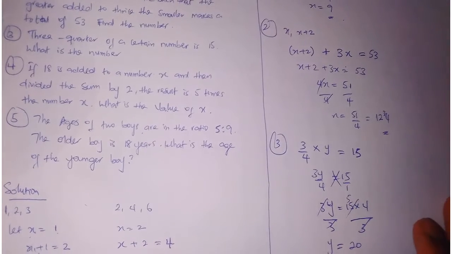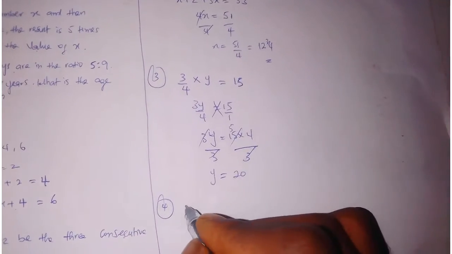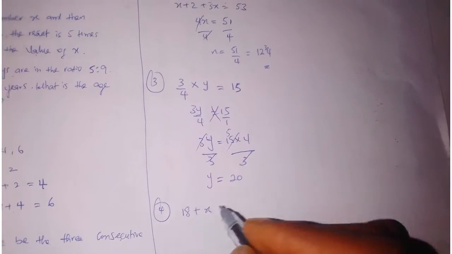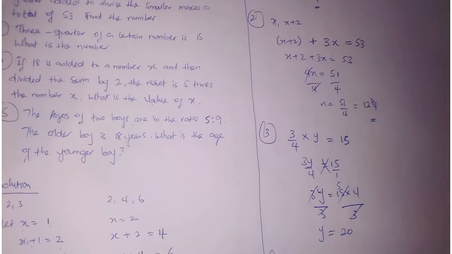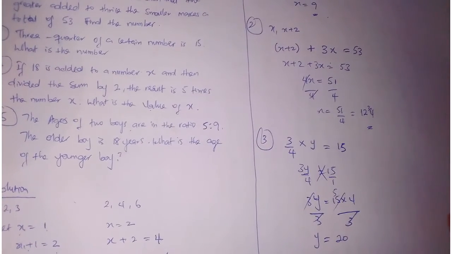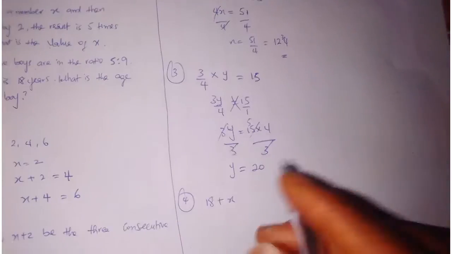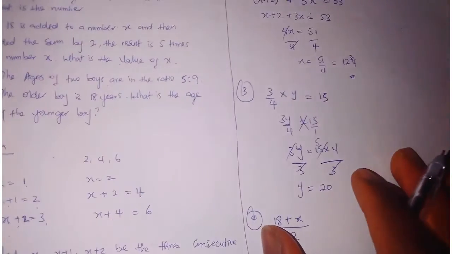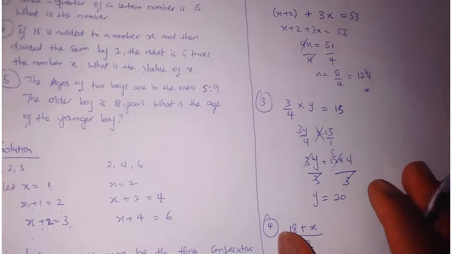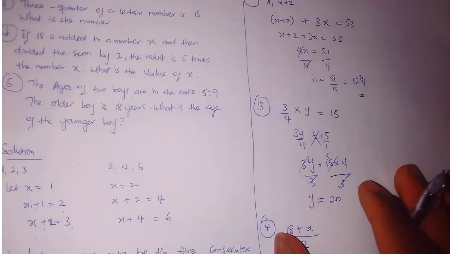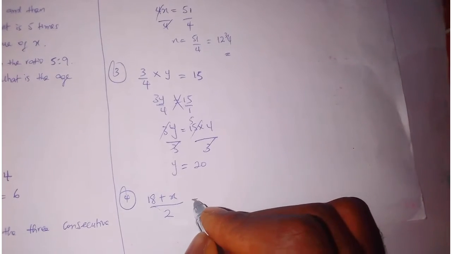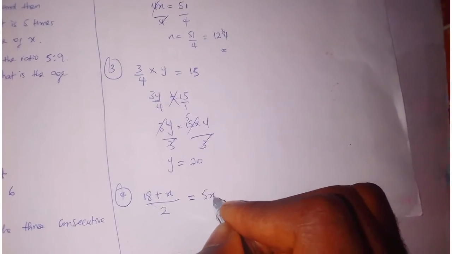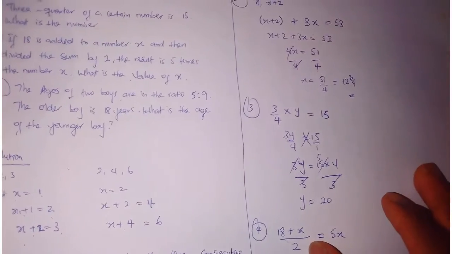If 18 is added to a number x, let's write that expression down. 18 is added to a number x. Okay. And then divided the sum by 2. This sum that we just got, we divide it by 2. The result is 5 times the number x. The result equals 5 times x. I'm to find the value of x.